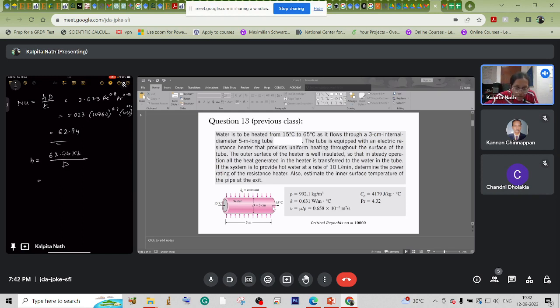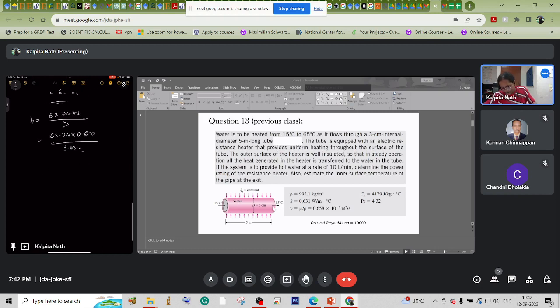So h is 62.74 into k by d. k is already given as 0.631, so 62.74 into 0.631 upon the diameter. What is the diameter? Diameter is 0.03 meter. So this will come out to be 1319.6 watt per meter square degree Celsius.